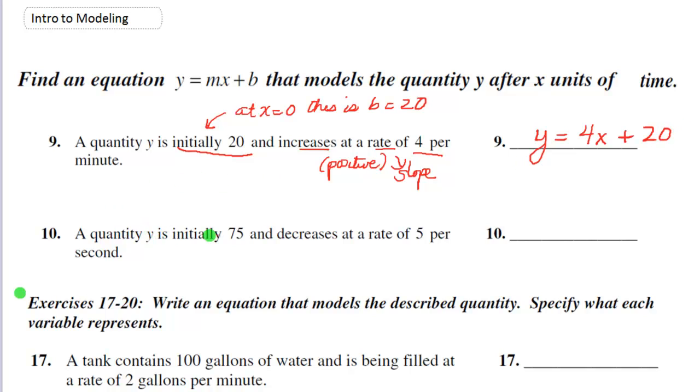Okay, look at the next one. It says a quantity y is initially 75 and decreases at a rate of 5 per second. So initially 75, that's your y-intercept. And decreases means you're going to have a negative slope. And the rate of 5, so a negative 5 for our slope. So y equals negative 5x plus 75 is a good model for this problem.